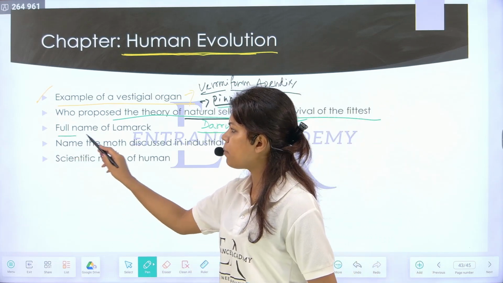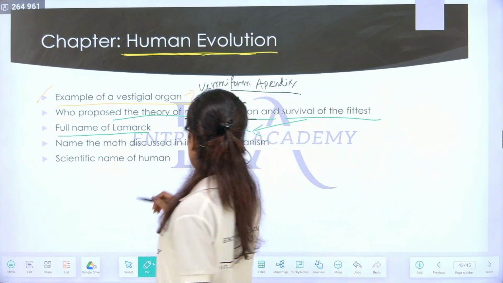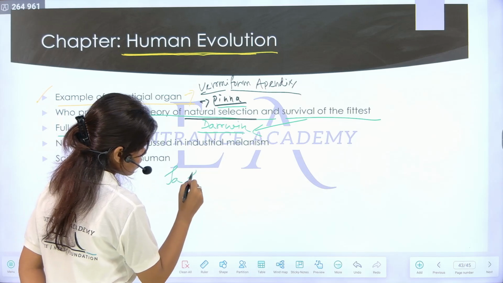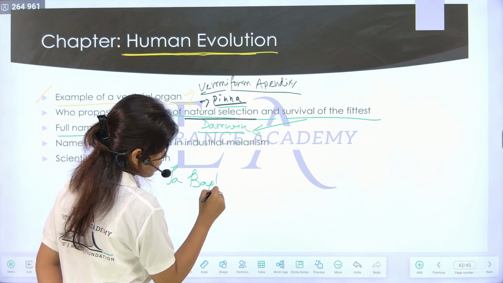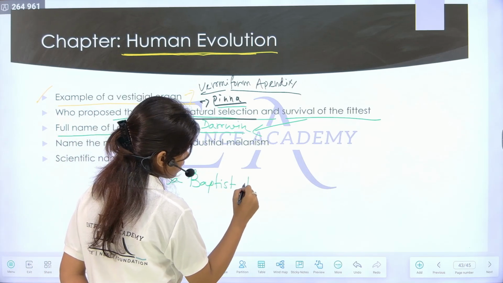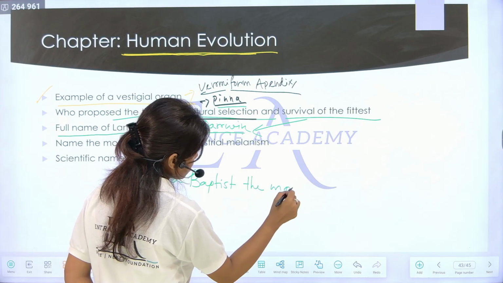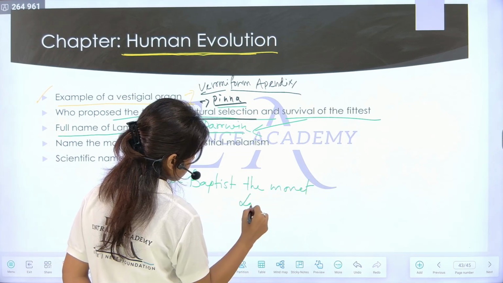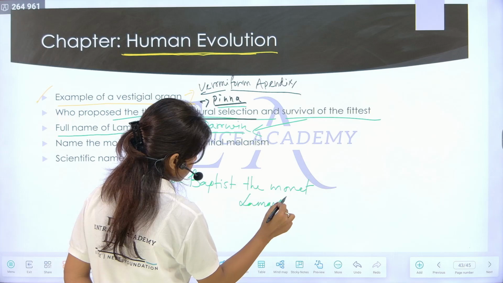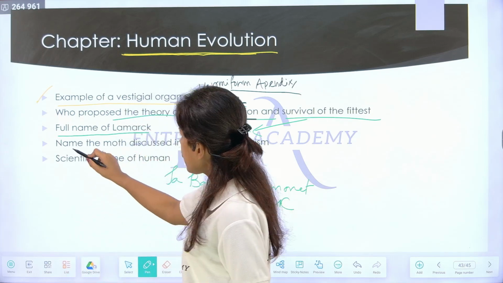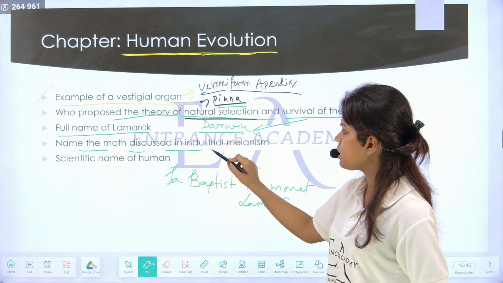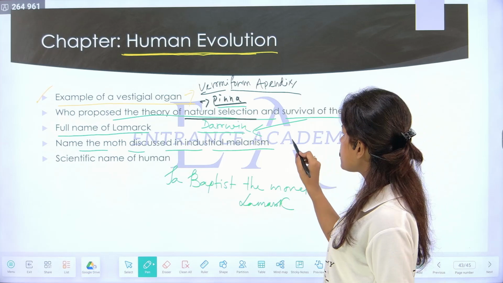Full name of Lamarck: Jean Baptiste de Monet Lamarck. Name the moth discussed in industrial melanism. This is Biston betularia.